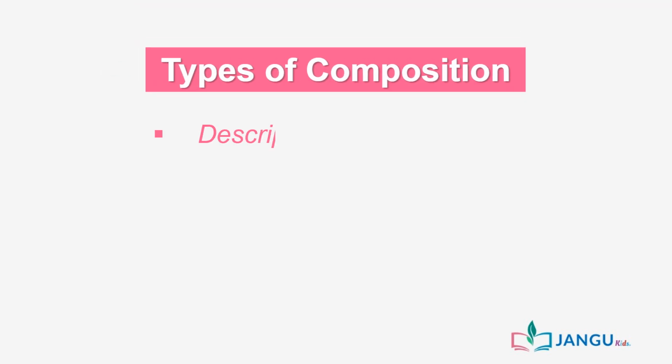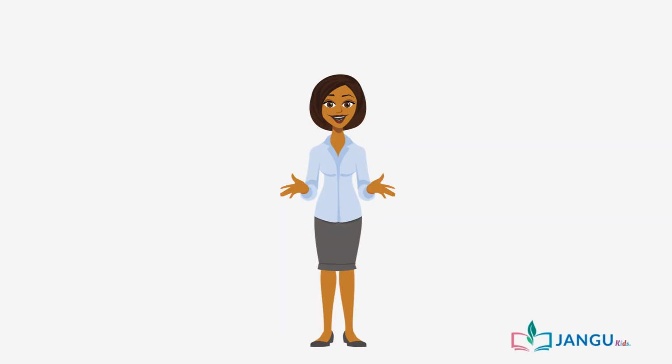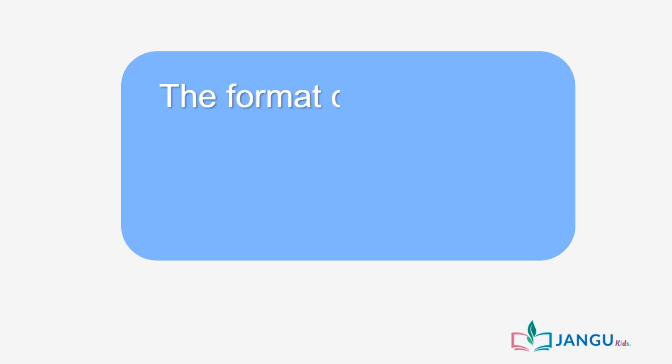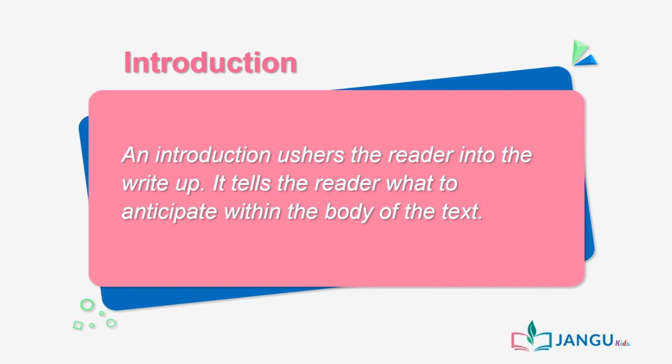They include descriptive composition, explanatory composition, argumentative composition, and narrative composition. But do you know that while they are very different, they all have the same format? The format consists of an introduction, a body, and a conclusion. An introduction ushers the reader into the write-up. It tells the reader what to anticipate within the body of the text.